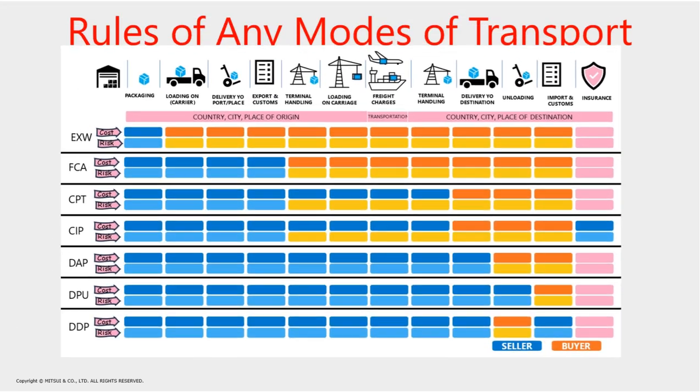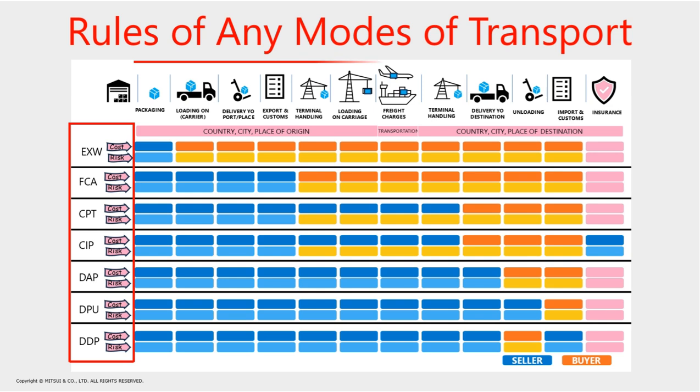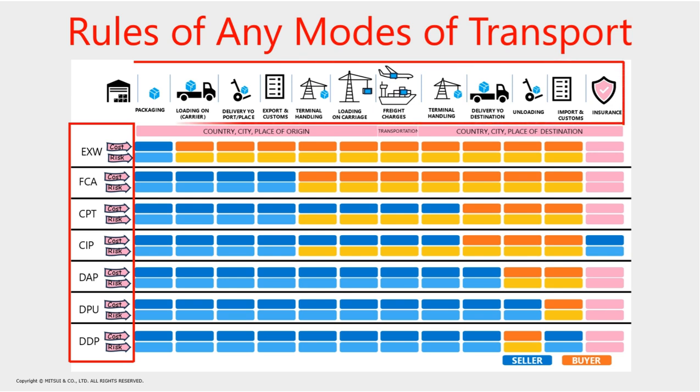We have created an easy-to-understand chart that displays Incoterms 2020. The left side of the chart displays the different types of Incoterms beginning from top to bottom. The top side of the chart displays the different obligations and charges, and displays which are covered by the seller and which are covered by the buyer. Blue points to the seller and yellow points to the buyer.